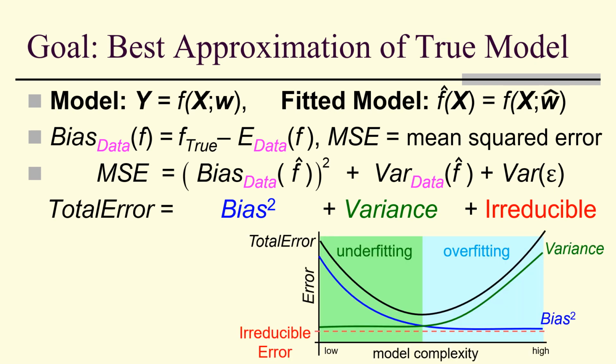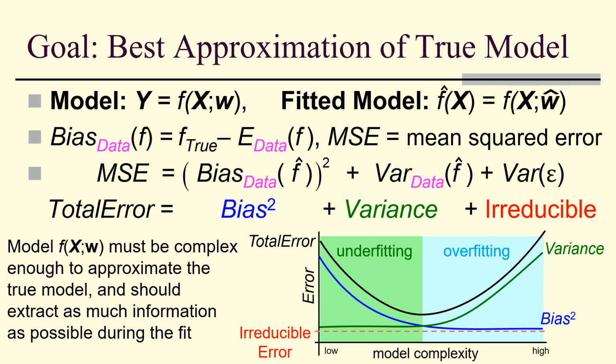That leads to this diagram where we have the model complexity on the horizontal. And notice that if we have a very complex model, we're going to get overfitting. But our model has to be complex enough to approximate this true model and should also extract as much information from the data as possible during the fit. In other words, learning.